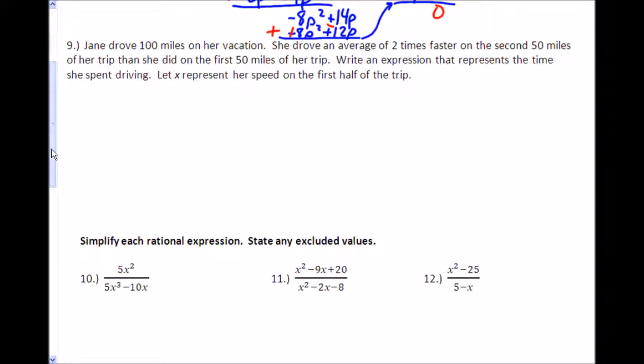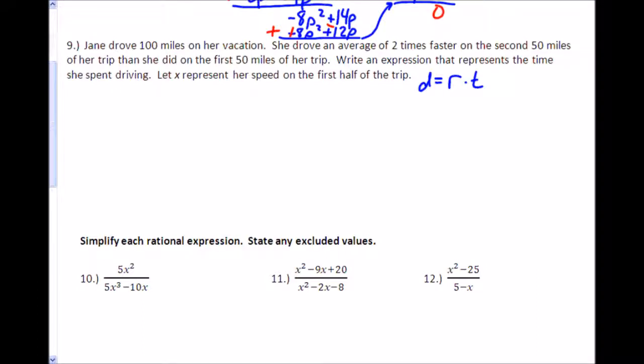For number 9, we're talking about Jane, and she took a 100-mile vacation, and she basically drove twice as fast on the second half of the trip as she did on the first half of the trip. And we want to express her time for this trip using fractions. So the first thing we need to understand is that distance equals rate multiplied by time. That's what we're going to have to use for this.